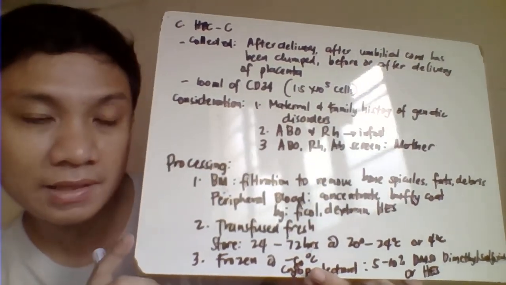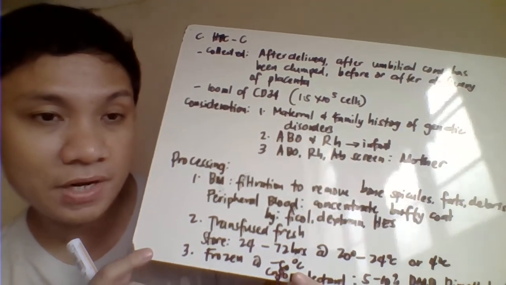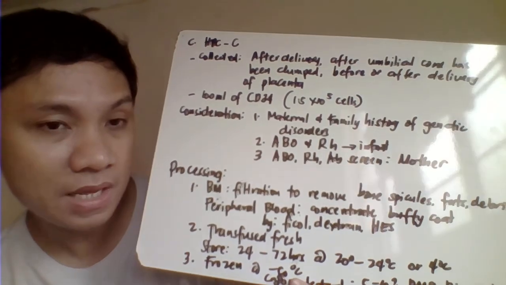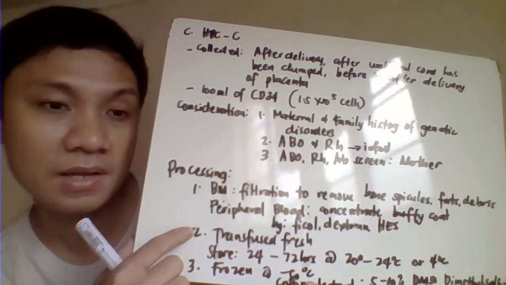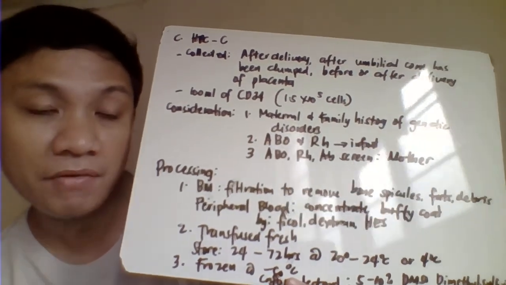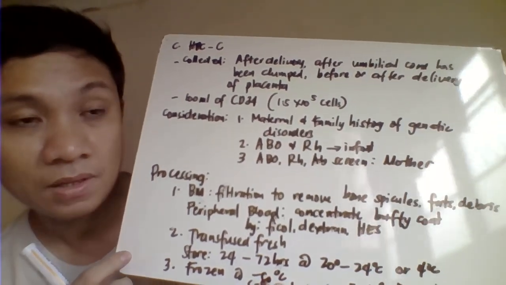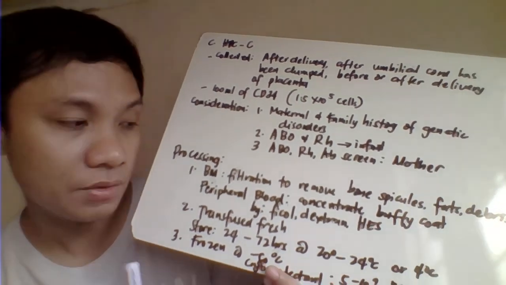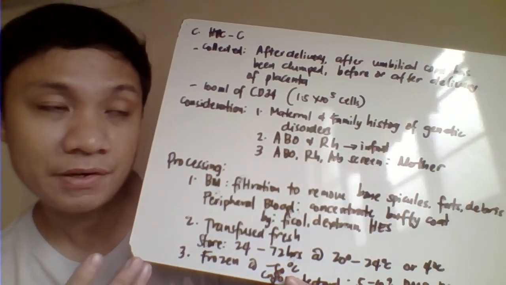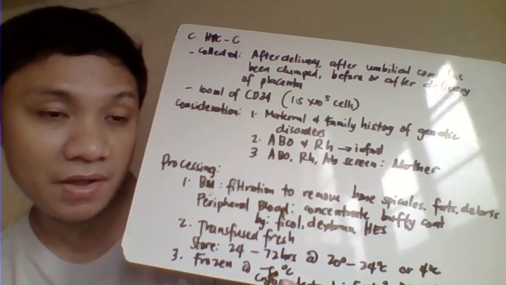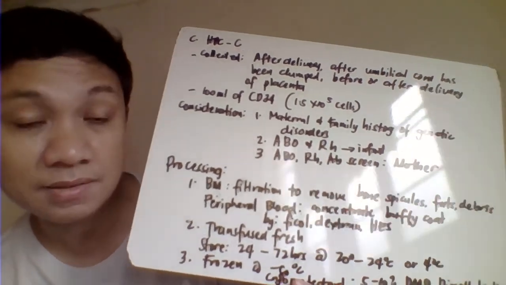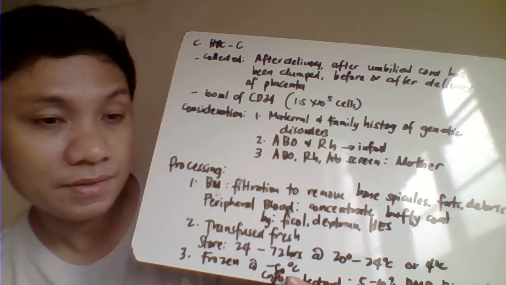Okay, processing. When you're collecting your bone marrow, you need to filter that one to remove your bone spicules, your fats, or even your debris. For your peripheral blood, all you need to do is just centrifuge that one and collect only the buffy coat, because in the buffy coat is where you can find your WBC. It's where you can find your hematopoietic progenitor cells. Okay, then the better way of centrifugation, collecting much of the buffy coat, is by adding your sedimenting agent in the form of your Ficoll, dextran, or even your hydroxyethyl starch.